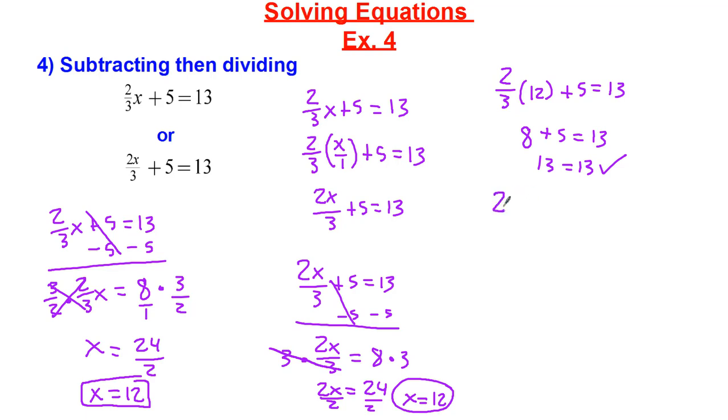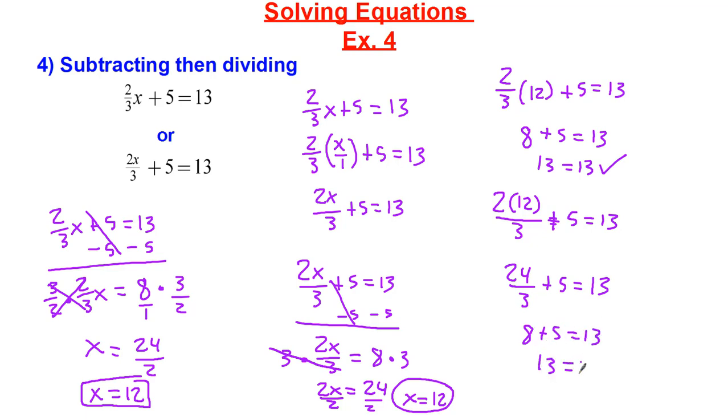Now the other way, 2 times x, which is 12, over 3 plus 5 equals 13. 12 times 2 is 24. 24 divided by 3 is 8. And of course 8 plus 5 is 13. That's correct. Okay, so these are the 4 situations in which you will run into these problems in this unit.